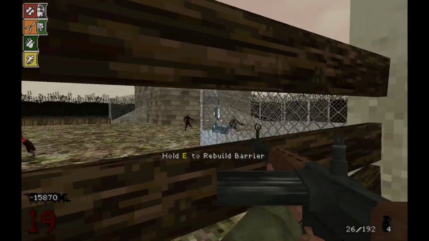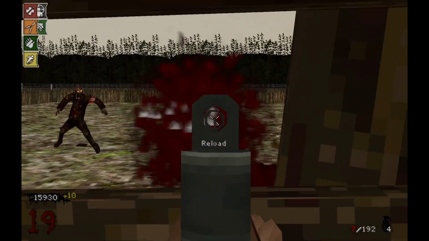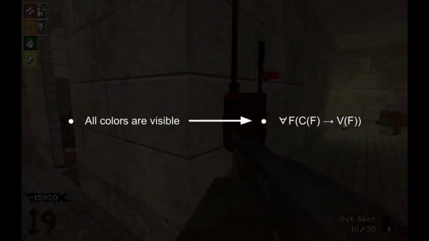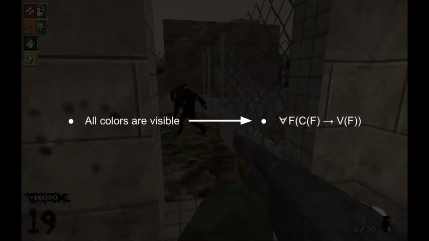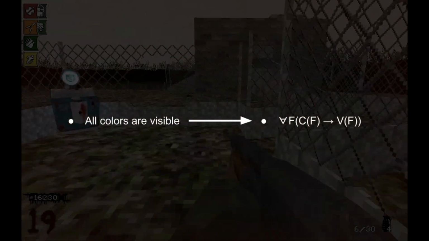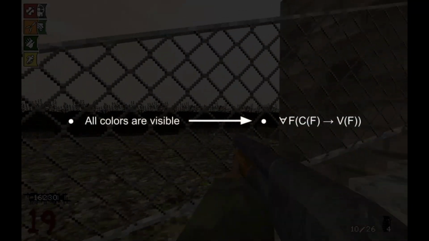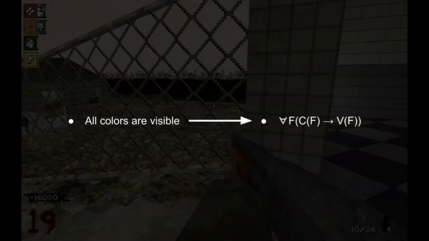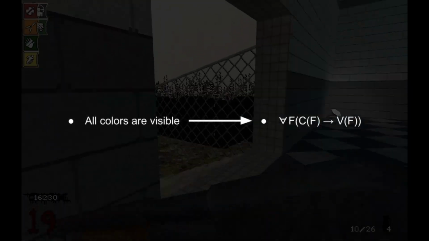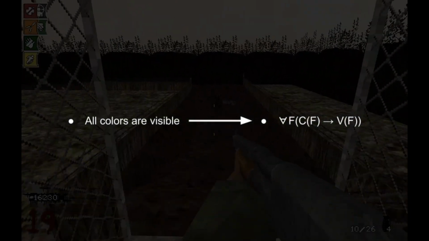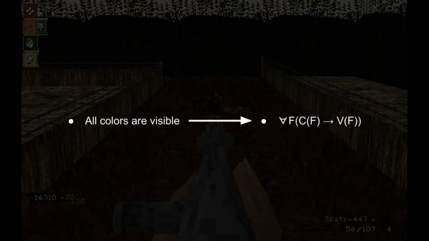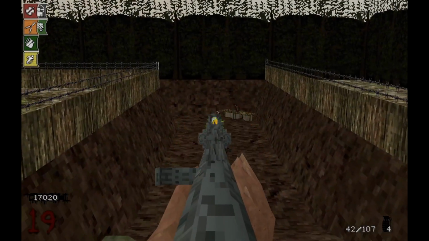Now, as I said before, we can also quantify over predicates. So let's say you do for all F, C of F implies V of F. So let's say you want to say all colors are visible. You can represent visible as V, color as C. So you're going to say for all F, meaning for every predicate, if that predicate is a color, then it follows that predicate is visible, meaning its extensions are visible, right?